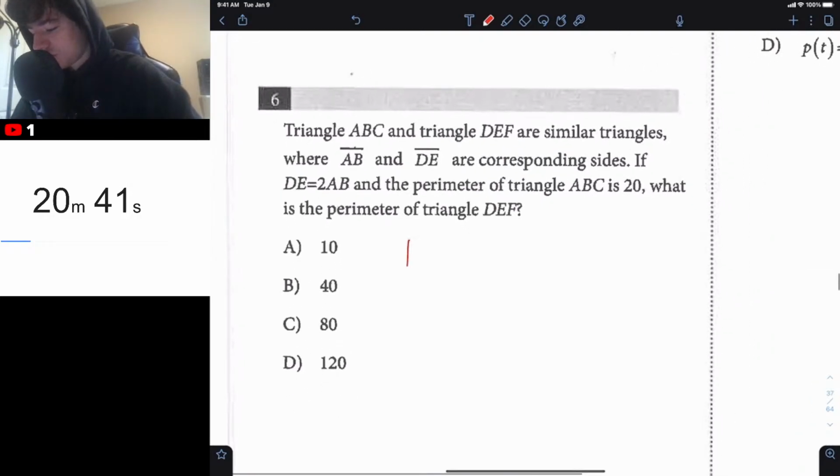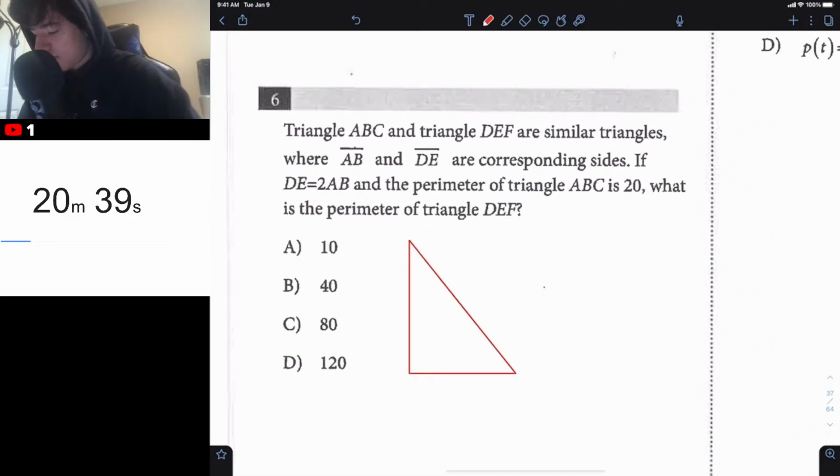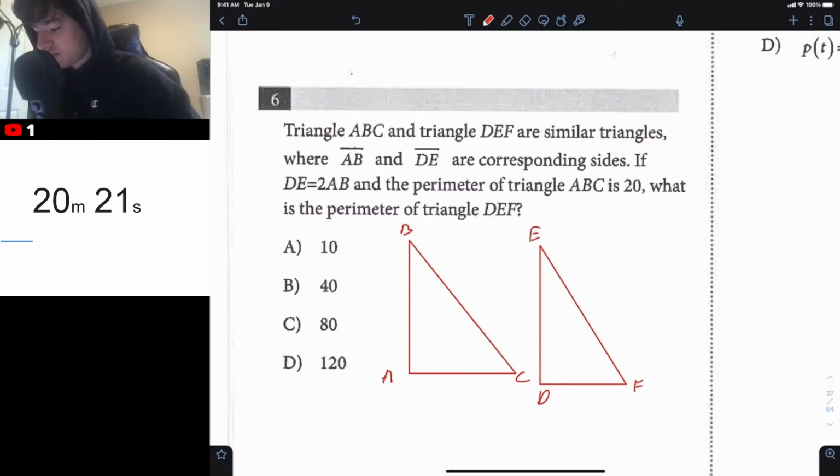Okay, so let's go ahead and maybe draw some things out. That might help us. So maybe something like this. We'll just pretend these are similar triangles for now. So this might be triangle ABC, and this might be triangle DEF, something like that. We know AB corresponds with DE, so this side and this side are corresponding sides. These are similar triangles.